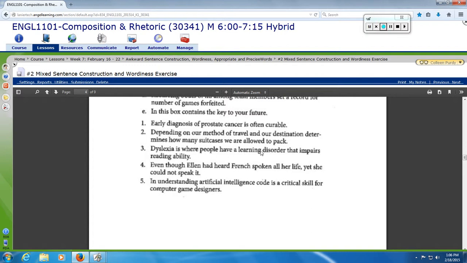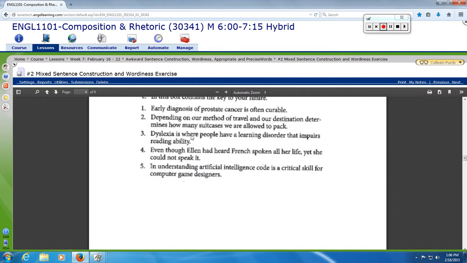Dyslexia is where people have a learning disorder that impairs reading ability. People with dyslexia have a learning disorder that impairs reading ability. Okay? Eliminate the "is where."